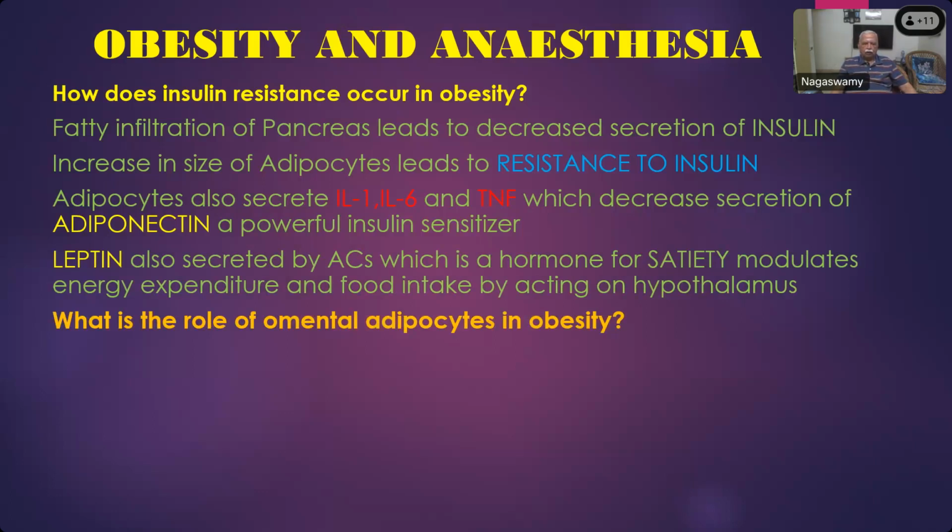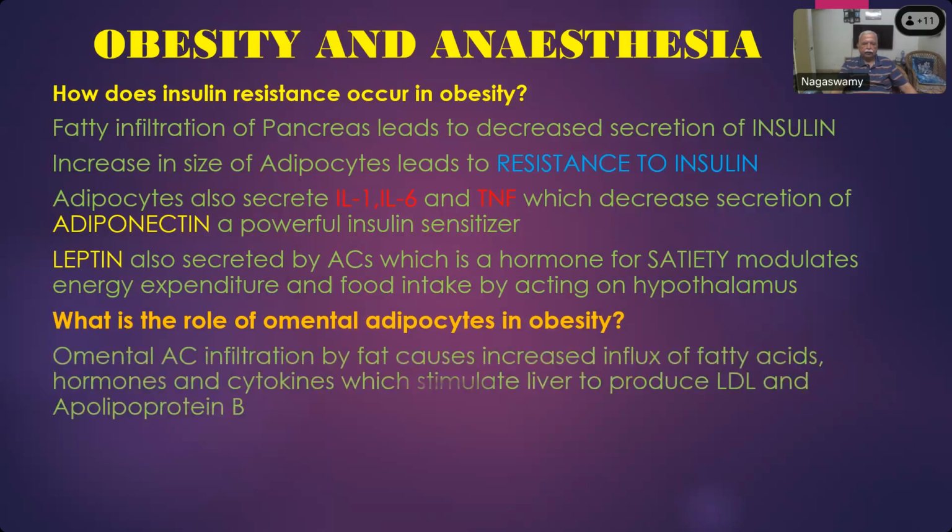And what is the role of omental adipocytes in obesity? As I told earlier, the fat does not get deposited only on the abdominal wall. It gets deposited inside the abdominal cavity in the omentum also. And this omentum fat is metabolically very active. So omental adipocyte infiltration by fat causes increased influx of fatty acids and hormones and cytokines.